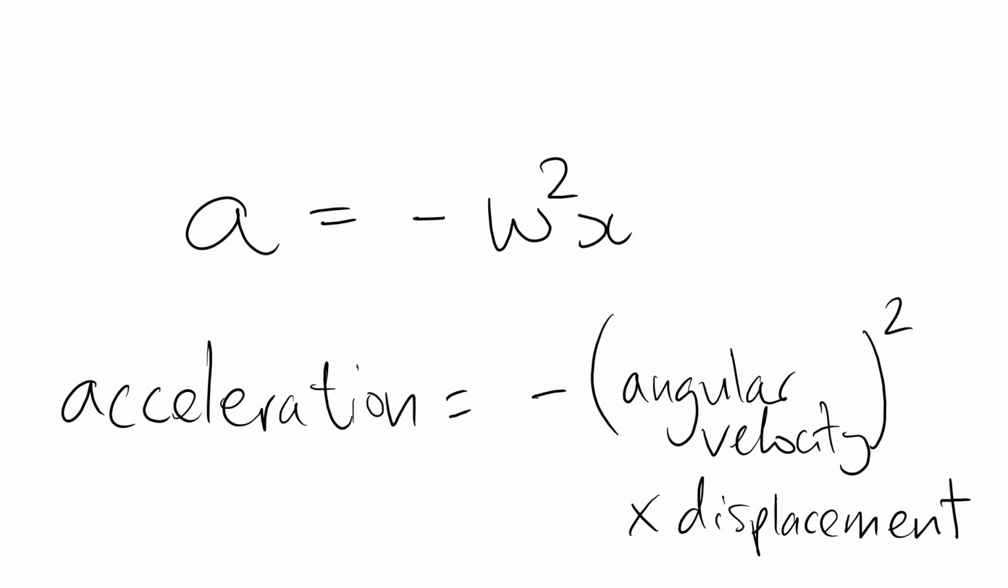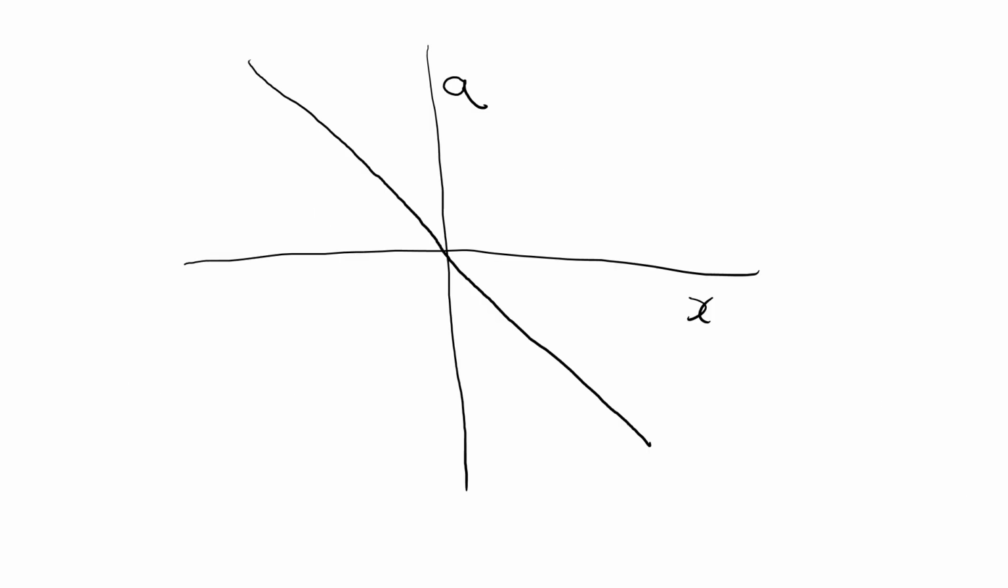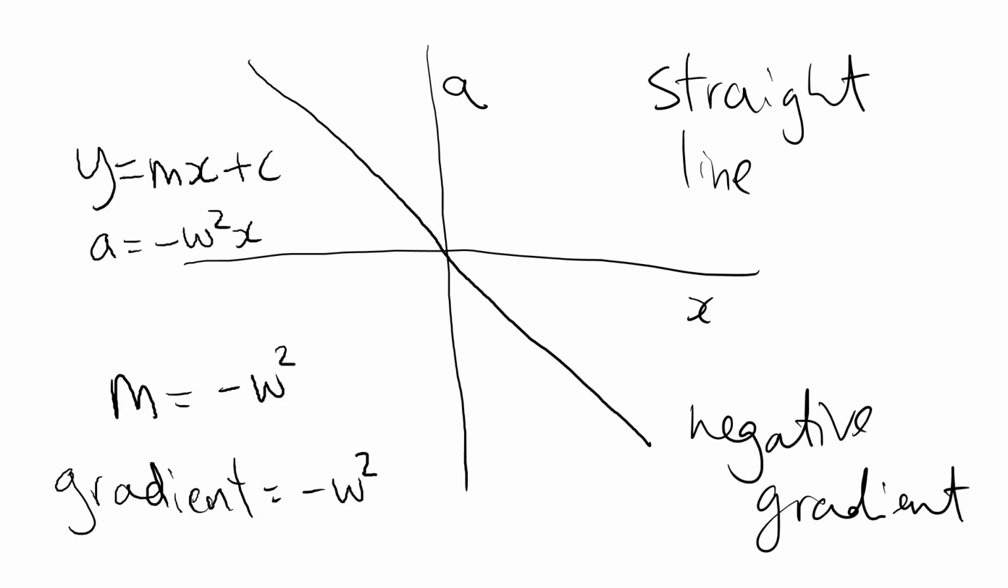So this is in written form. Acceleration is equal to minus angular velocity squared times the displacement. If you were to plot a graph, a is proportional to x, but it is negative. Okay, so I've plotted a straight line with a negative gradient. I'm comparing it with y equals mx plus c. I've put the equation a equals minus omega squared x.